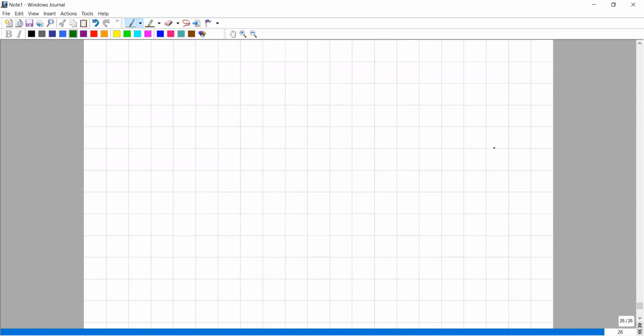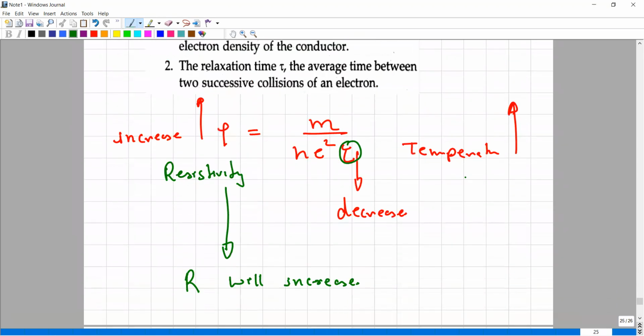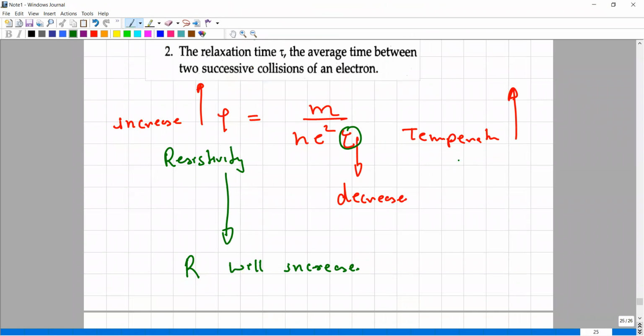So if you increase the temperature, that is going to decrease the relaxation time. It is going to increase the resistivity, and it is going to increase the resistance as well. So increasing the temperature, resistance increases.